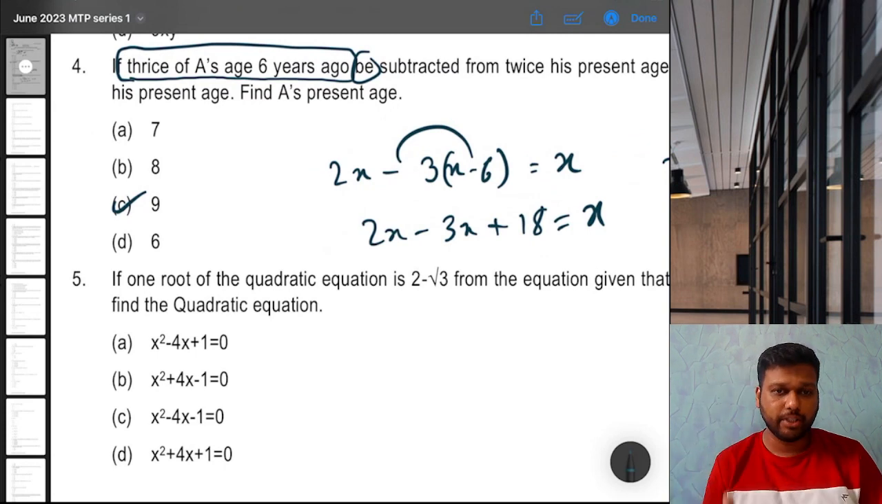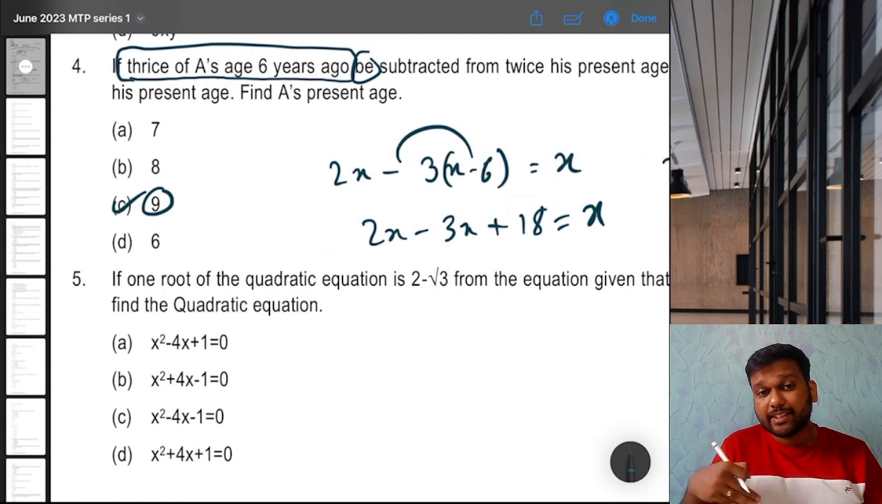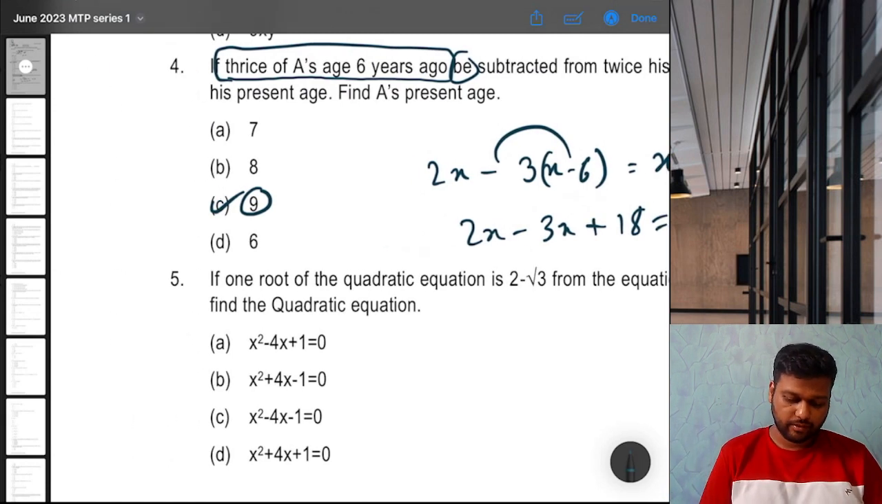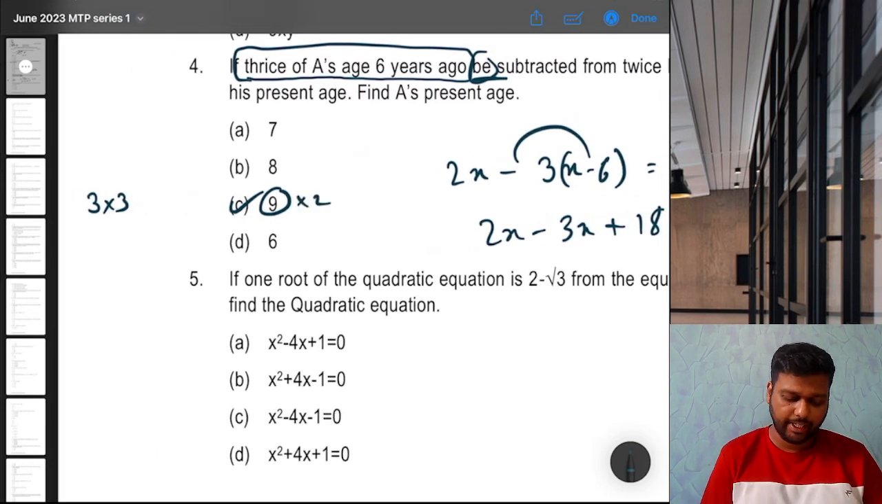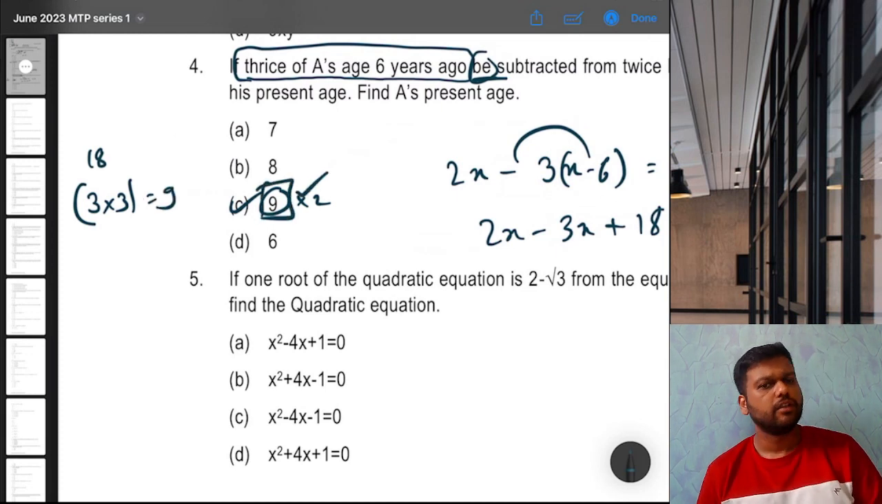You will go by ABC, obviously. If thrice of A's age 6 years ago is 9, so 6 years ago it is 3. So thrice of 3, if it is subtracted from twice of present age, is 18. So if you do 18 minus 9, that is going to be the present age. That is correct. So option C is the correct answer.